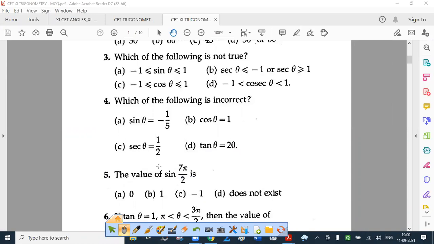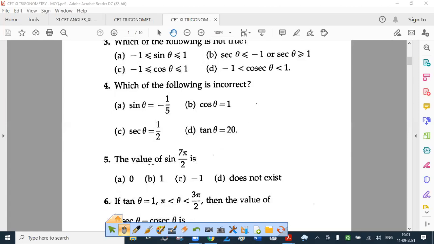Sum number 5. The value of sine 7π/2 is. Basically 7π/2 is what? See, if you want, you can convert it into degrees also, 630 degree. So negative y-axis. So the answer is -1. I hope you are getting this. Or you may say this is 2 pi plus 3π/2. So sine 3π/2, that is sine 270 degrees, which is -1. So for sum number 5, the correct option is C, Calcutta.